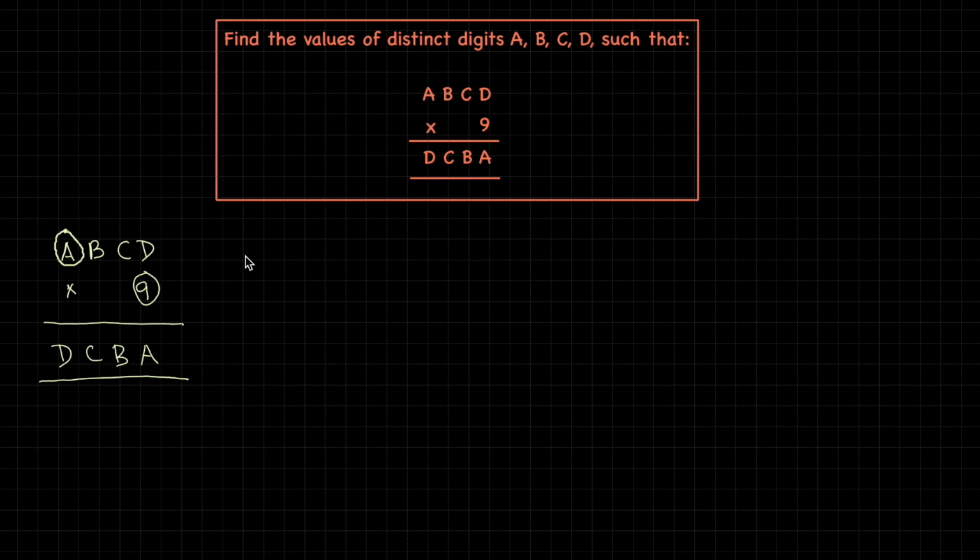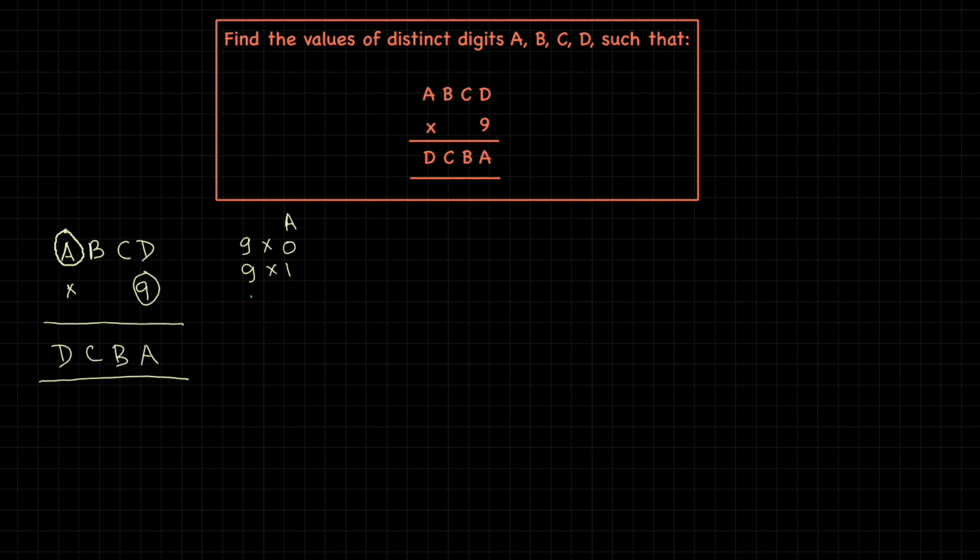The first thing to notice here is that when you multiply A by 9, we are not getting a fifth digit, meaning that there is no carry when A is multiplied by 9. So let's see what are the possibilities for A that allow that. 9 times 0 will work, or 9 times 1 does not lead to a carry either.